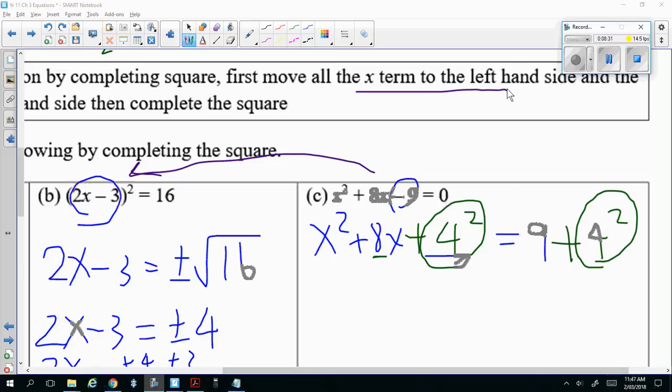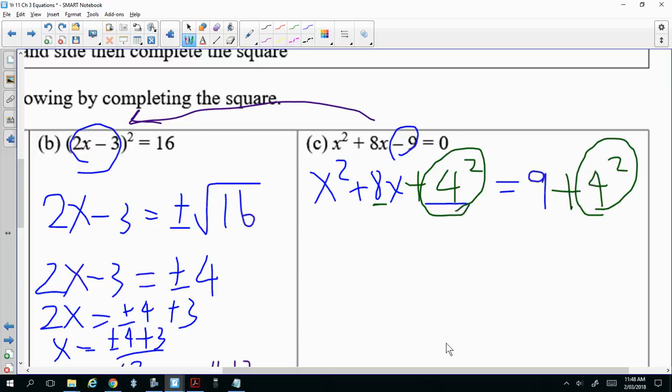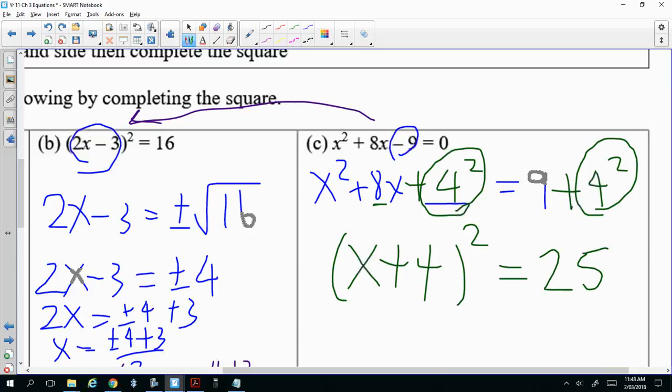Okay, ready? Now, why do I add a 4 squared? Because it becomes a perfect square. And what's inside the perfect square? X plus 4. That's it. On the right side, you do have to calculate what 4 squared is and add that to the 9. What's 4 squared plus 9? 25, isn't it? And now it becomes this, isn't it? So now you just have to square root to find your answer.